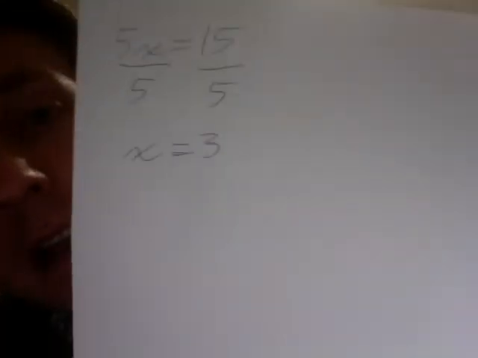So 5 divided by 5 is 1. So 1x, I'm just going to write x. I'm not going to bother with writing out the coefficient of 1. 15 divided by 5 is 3. Therefore, x equals 3. Simple enough, right?